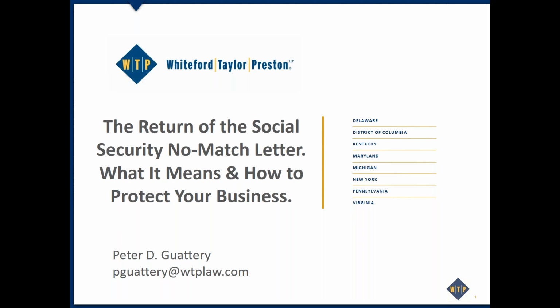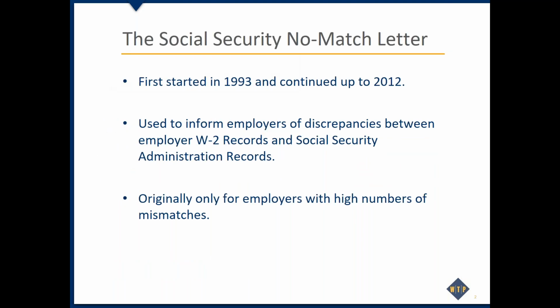So with that in mind, let's look a little bit at the history. These Social Security no match letters first started in 1993 and continued up until about 2012. They were utilized by the Social Security Administration to notify an employer of a discrepancy between the Social Security records and the employer's own records, and typically were produced as a result of some mismatch on the tax filing reports from the employer and the name of the individual that's assigned to the Social Security number.